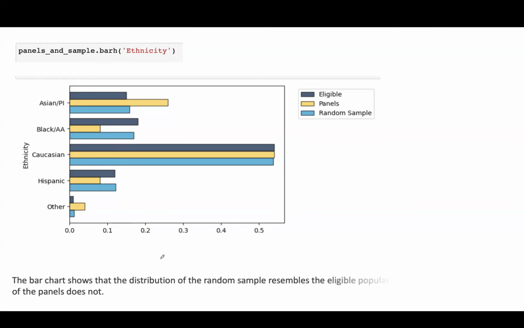The bar chart shows that the distribution of the random sample resembles the eligible population, but the distribution of the panel does not. So this part is questionable. To assess whether this observation is particular to one random sample or more general, we can simulate multiple panels under the model of random selection and see what the simulation predicts for us.